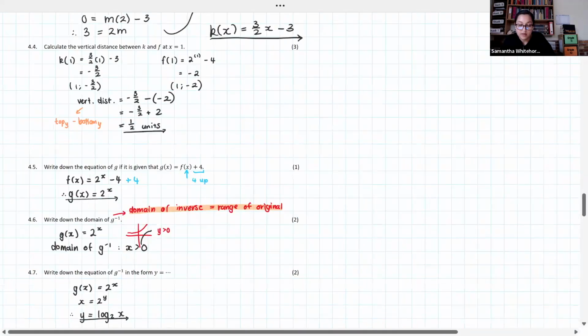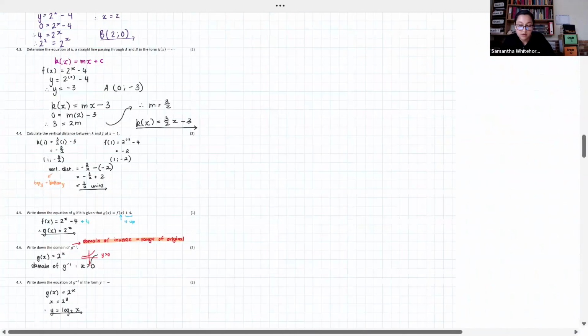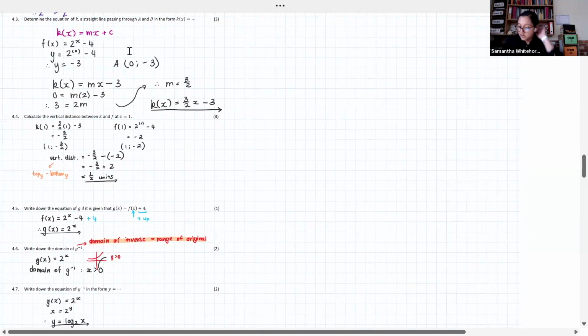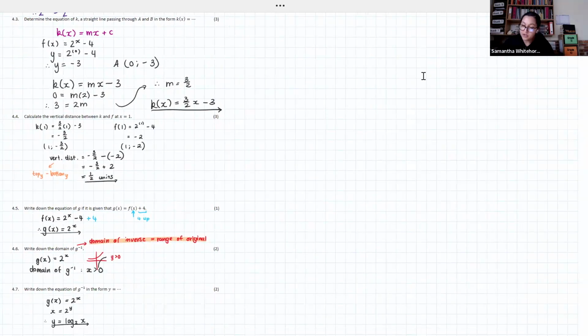Right, I can't actually remember where I said screenshot from, guys. I'm just going to go from 4.3. Right, so take your screenshots. If you have questions, let me know.